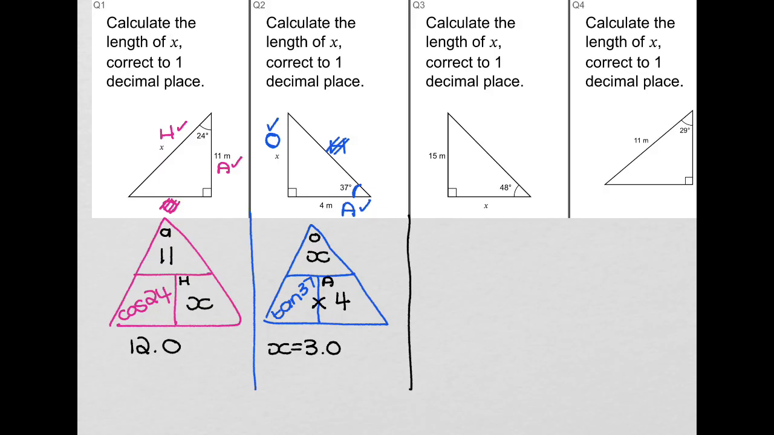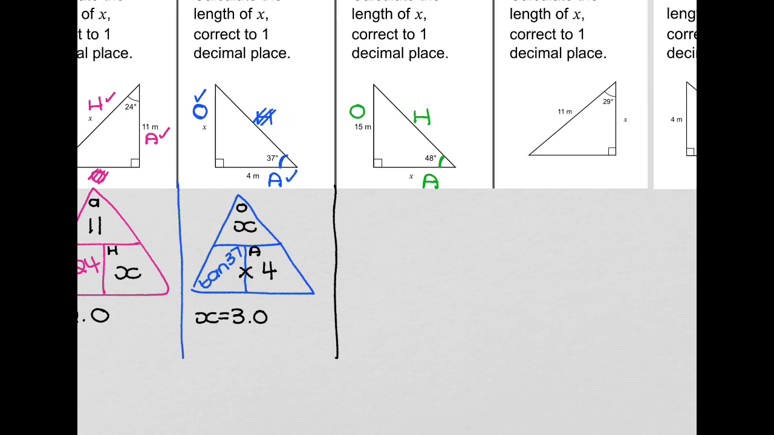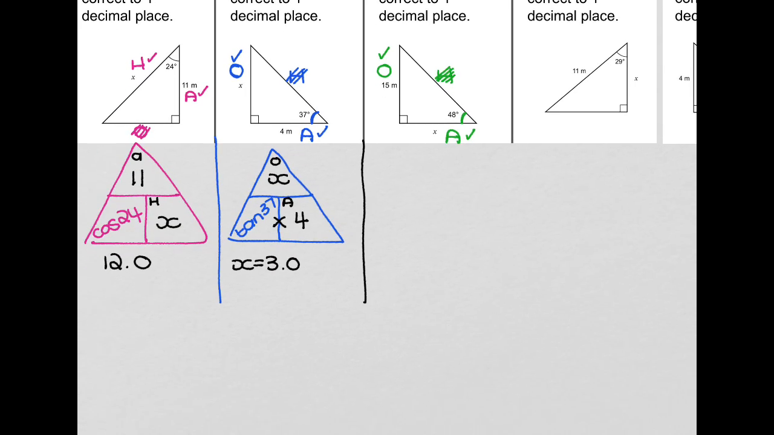Right, let's look at question 3. I've got a hypotenuse. If this is my acute angle, then I've got an opposite and I've got an adjacent. I'm trying to find the adjacent, and I've got the opposite, and I don't need the hypotenuse, which means that this is a tan question again. So let's draw the trig triangle.